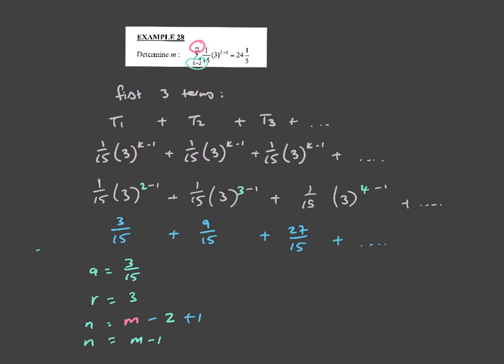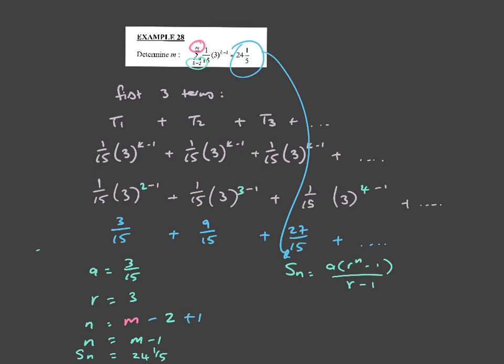Alright, then we're just going to use the formula. We've got the sum now. We've got the sum of a certain number of terms is equal to 24 and a fifth. Alright, so let's hit it. So Sn is equal to a(r to the n minus 1) over (r minus 1). So therefore, we know what the sum is. The sum is 24 and a fifth.